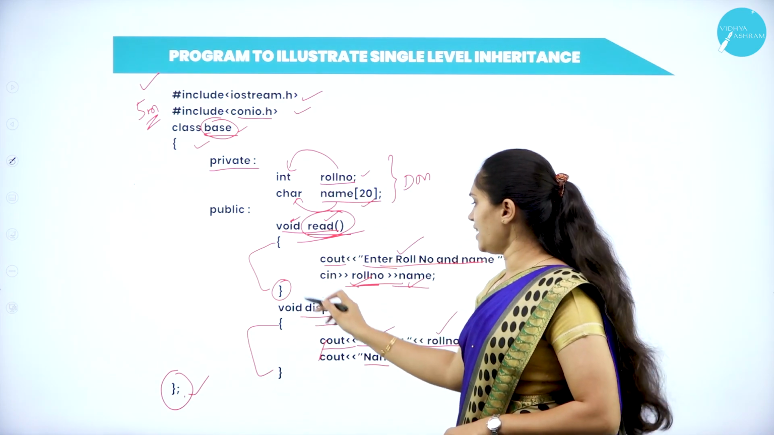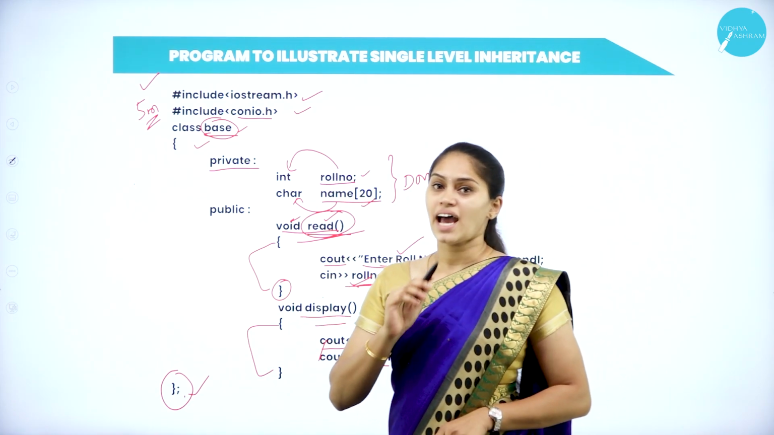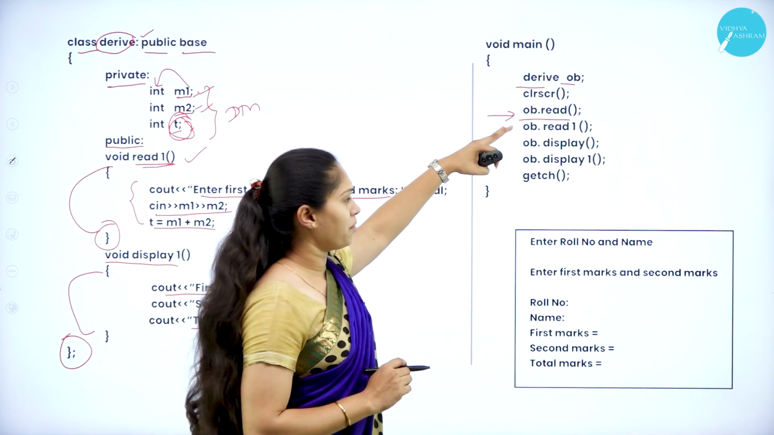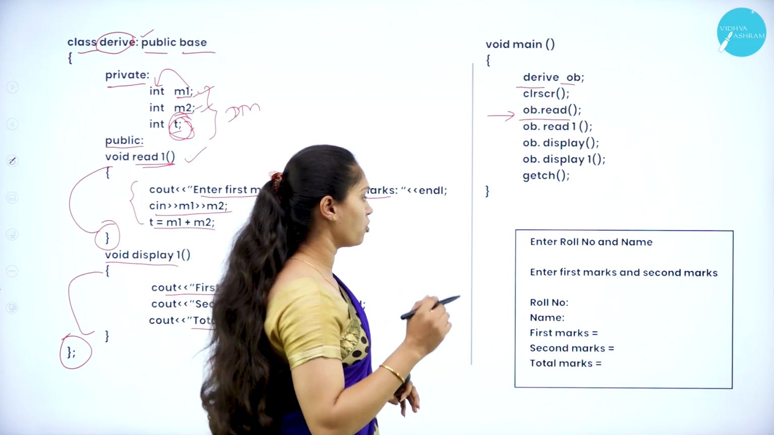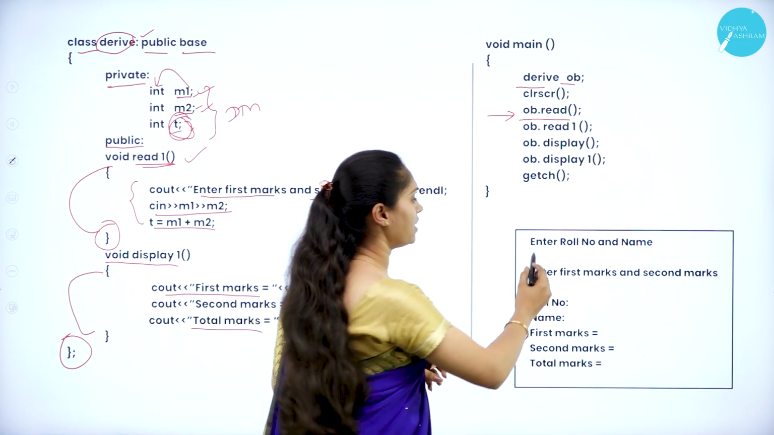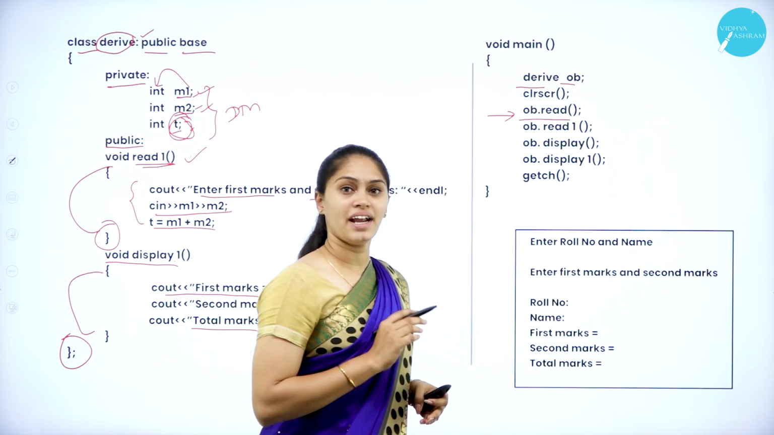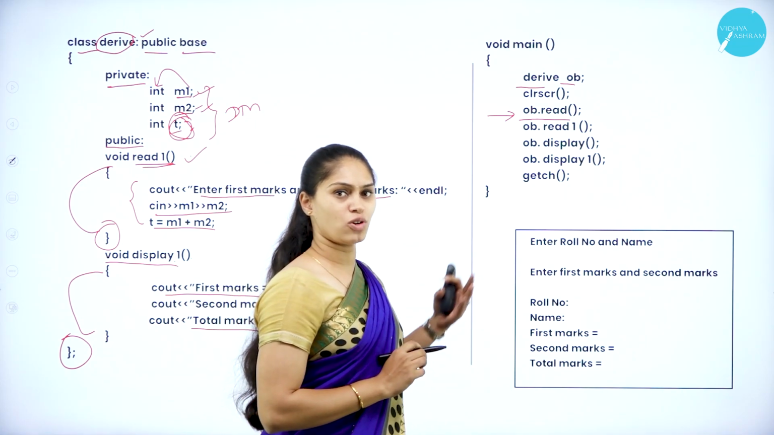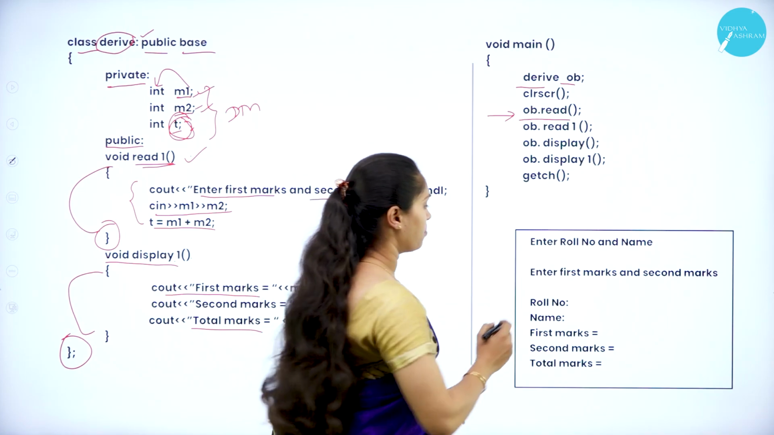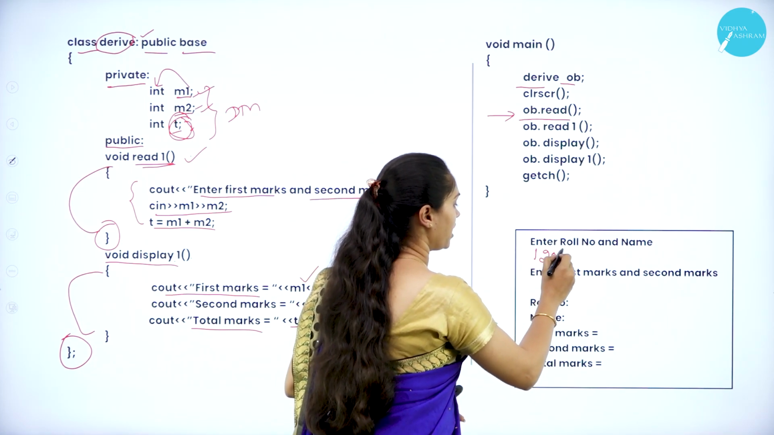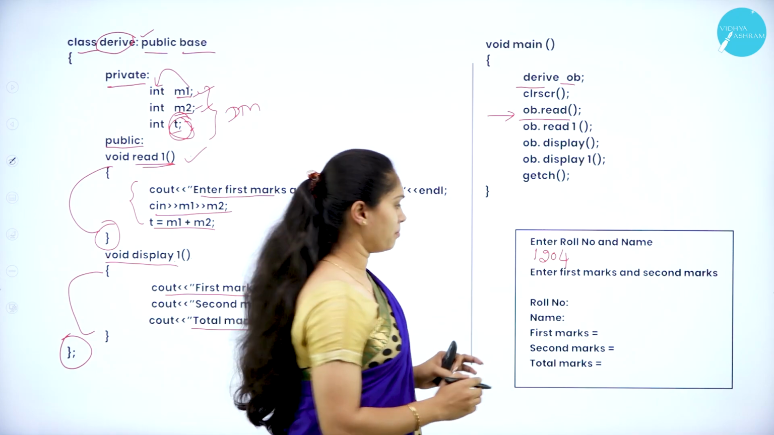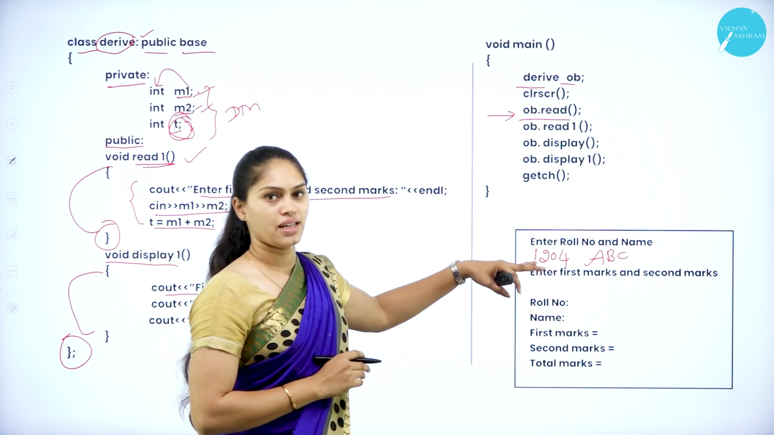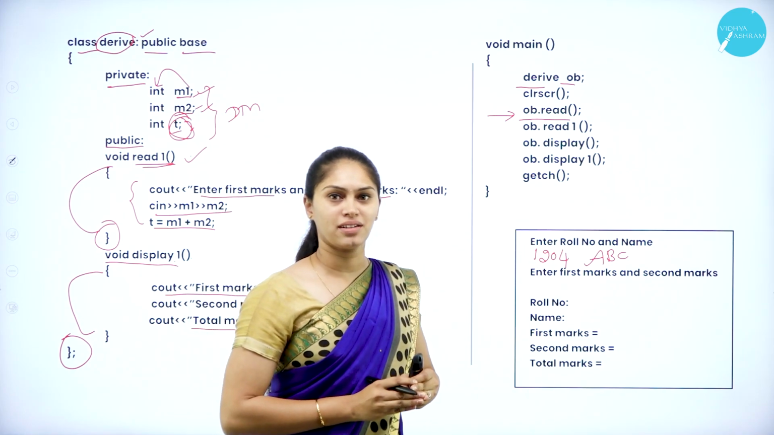Then whatever the content is there in the read function, that will be displayed on the screen of the output. So if I am executing this line, then I am going to get output like "Enter the roll number and name." So here I am going to give some value for the roll number as well as the name. I am going to take 1204 as a roll number, and ABC as the name of a person or a student.